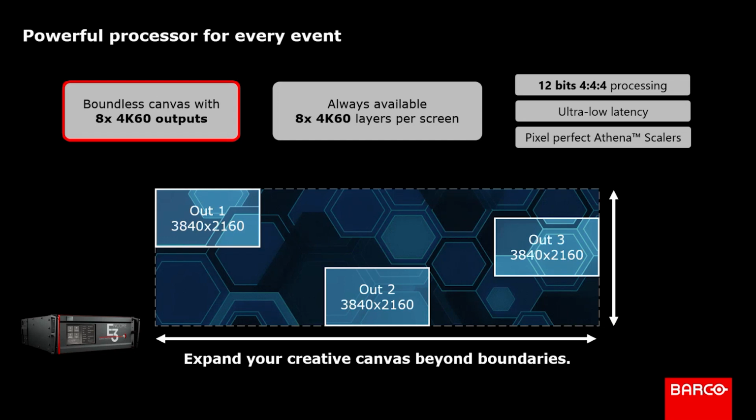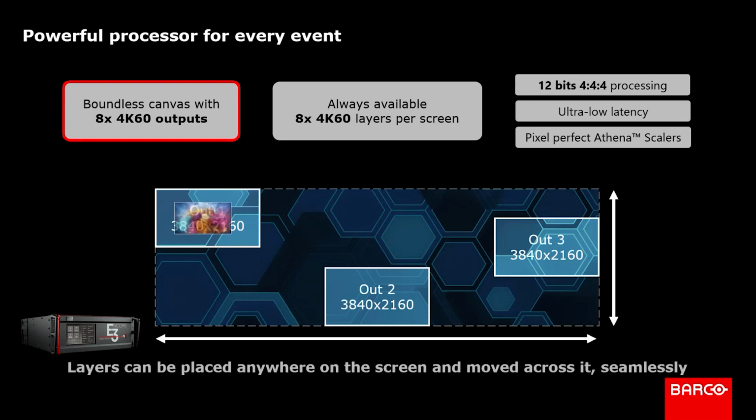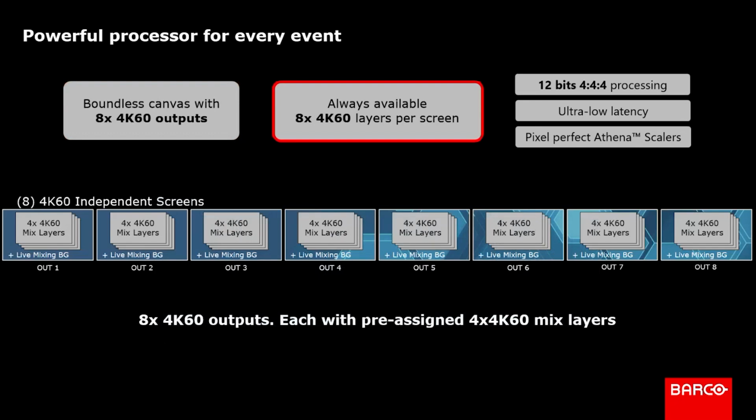And then we program everything to mix and mux and create compositions on those outputs internally. So you can do cool stuff like use a single background across the entire destination to achieve a cohesive look across all of your outputs. Or you can treat them as individual outputs as well, which we'll talk about very lightly later. Now, layers can be placed anywhere on the screen and move across it seamlessly. We've seen this before, especially on the E2. And that's kind of the value prop of these processors, right? To create this canvas space and then paint your look and display that on screen.